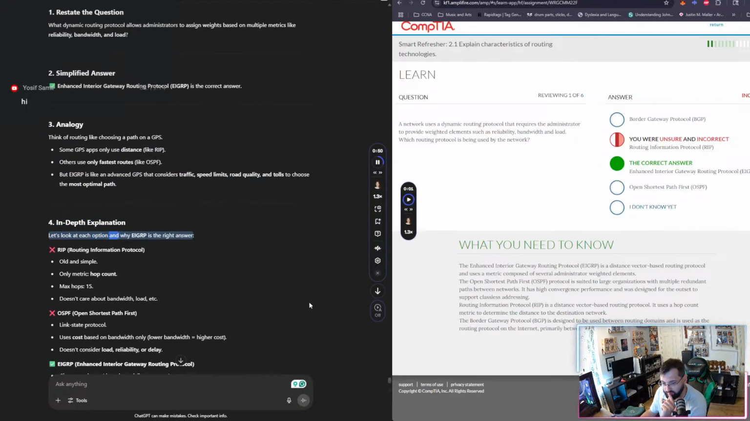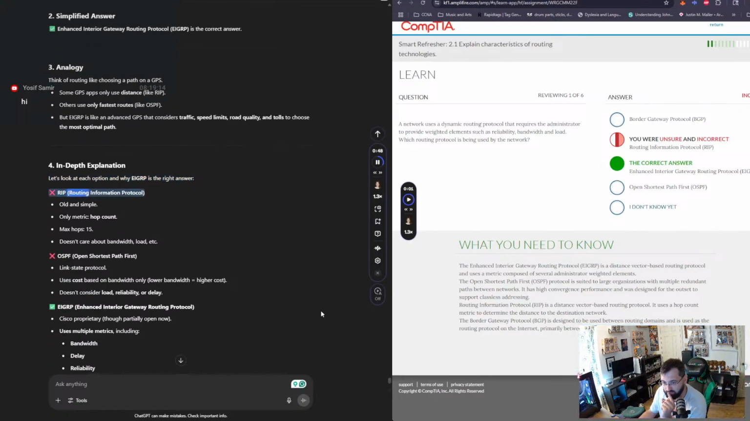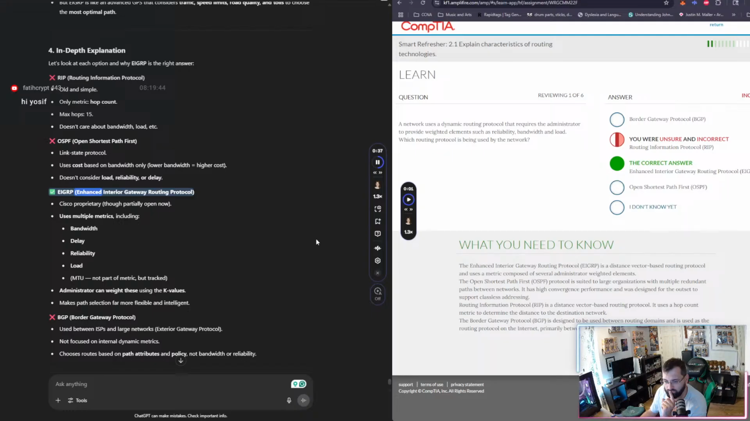4. In-depth explanation. Let's look at each option and why EIGRP is the right answer. RIP, Routing Information Protocol. Old and simple. Only metric: hop count. Max hops 15. Doesn't care about bandwidth, load, etc. OSPF, Open Shortest Path First. Link state protocol. Uses cost based on bandwidth, where lower bandwidth equals higher cost. Doesn't consider load, reliability, or delay. EIGRP, Enhanced Interior Gateway Routing Protocol. Cisco proprietary, though partially open now. Uses multiple metrics including bandwidth, delay, reliability, load. MTU is not part of the metric but is tracked. Administrators can weight these using the K values. Cisco makes path selection far more flexible and intelligent.